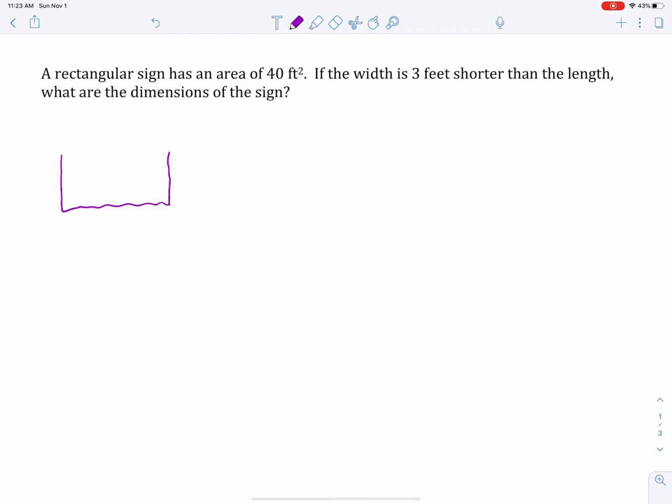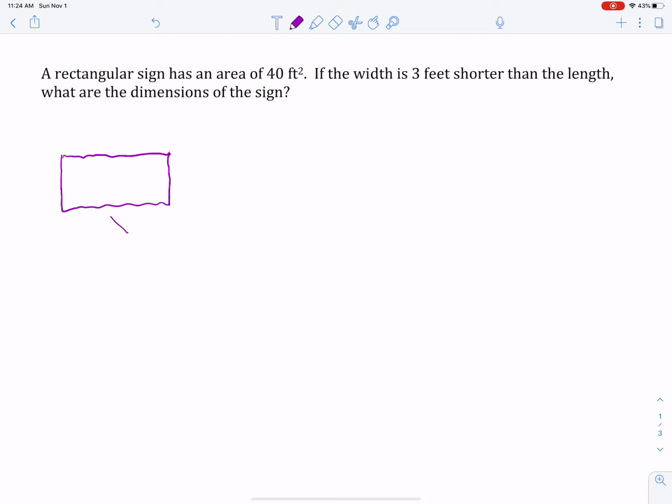Whenever we have problems involving geometrical shapes, I find it helps me to just draw a shape here. And it's asking what the dimensions are. So we need to know what the length and width are. Now the problem says the width is 3 feet shorter than the length.